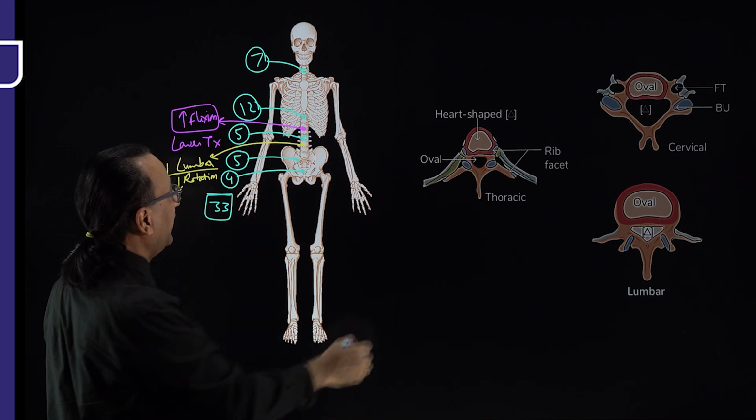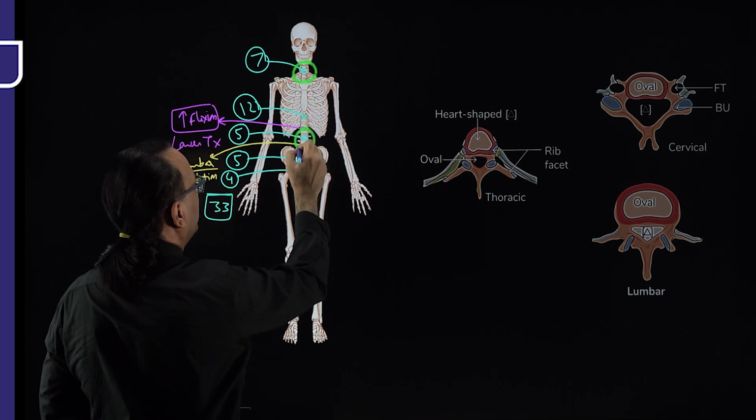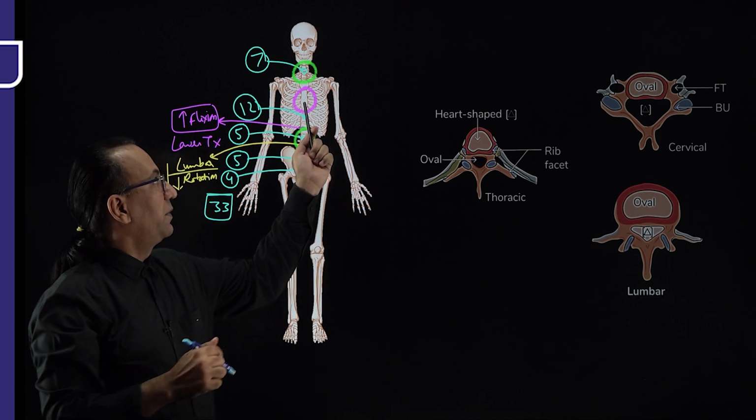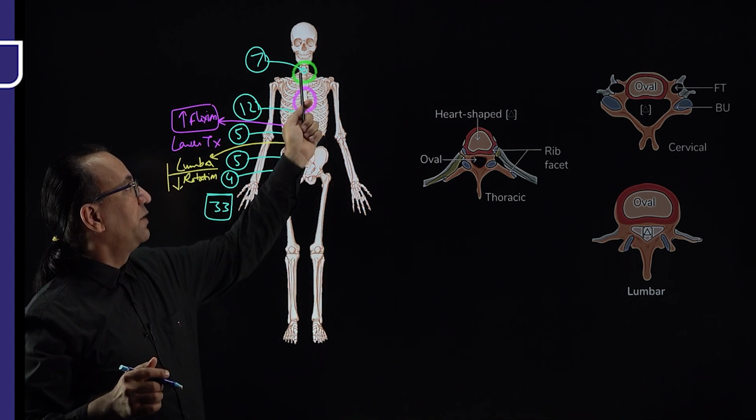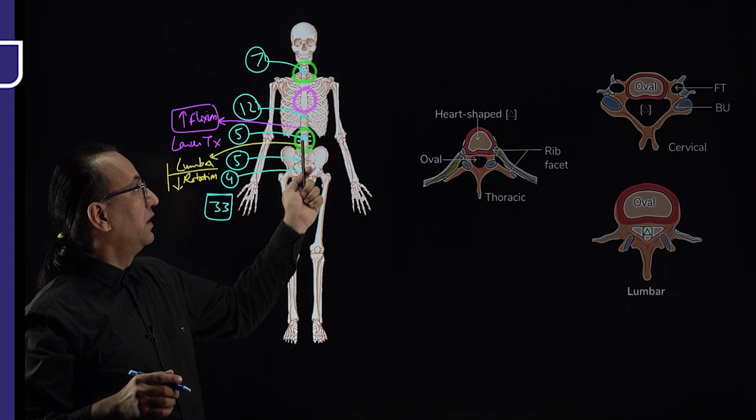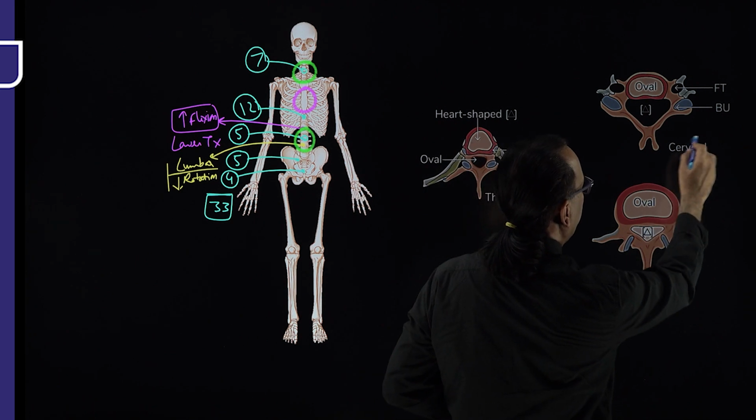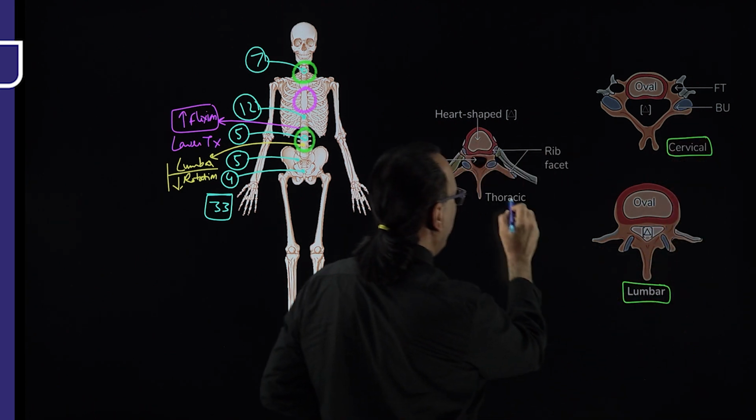Then we will learn that there are some similarities in the cervical and the lumbar vertebrae, which are different from the thoracic vertebrae. So the features of thoracic vertebrae are different as compared with the cervical and lumbar. So what are the similarities between cervical and lumbar vertebrae? For that we have taken this diagram here. We are mentioning there are some similarities in the cervical and lumbar vertebrae which are different from the thoracic vertebrae.